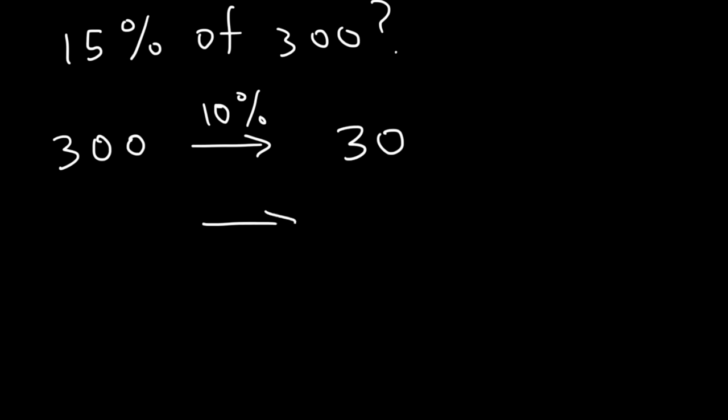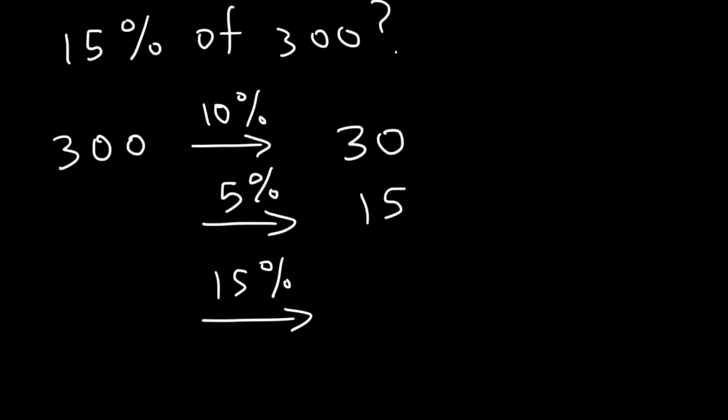So if 10% of 300 is 30, what is 5% of 300? Well, 5% is half of 10%. So half of 30 is 15. So now, what is 15%? 15% is the sum of 10% and 5%. So therefore, 15% is going to be 30 plus 15, or 45. So 45 is 15% of 300.